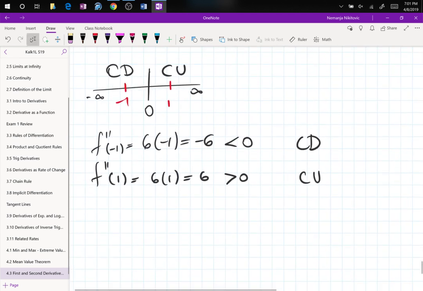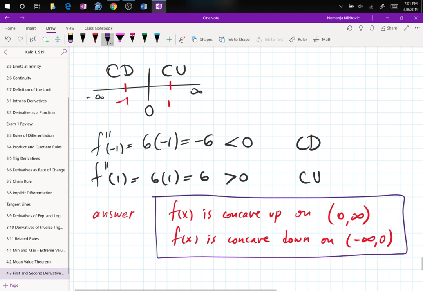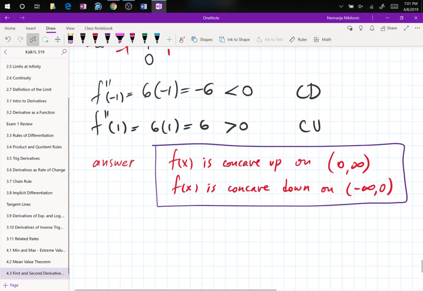Now let's first write the answer. F of x is concave up on 0 to infinity. F of x is concave down on -infinity to 0. This is the answer that you are providing, I mean, if let's say you care about the points on the test, right? So if you care, you put this on. If you don't care, don't worry about it. Not dramatic enough? Fine.